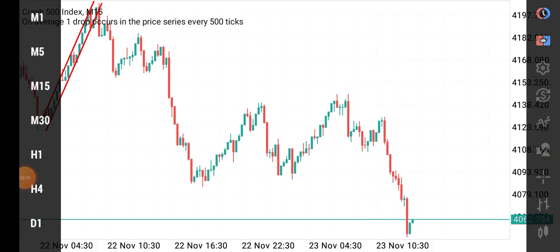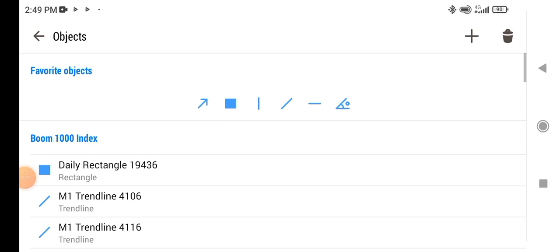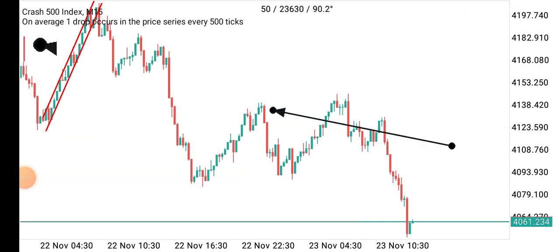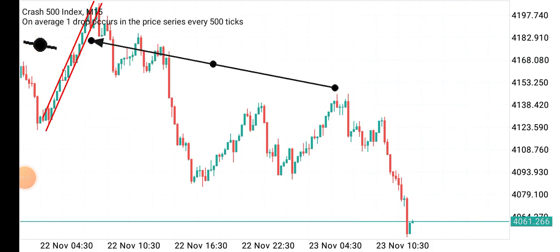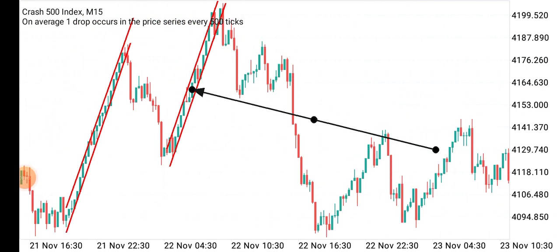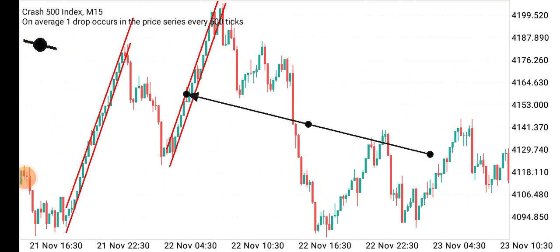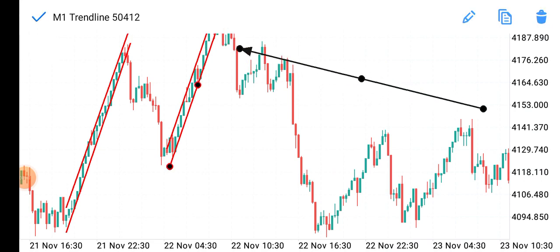Like on this chart, you can see I did some drawing here. These two lines here. I am on the 15 minutes time frame. You can see market has been buying from here. Let me take away the lines.